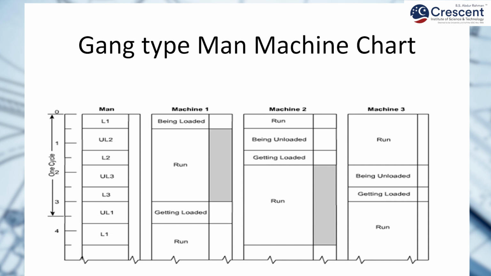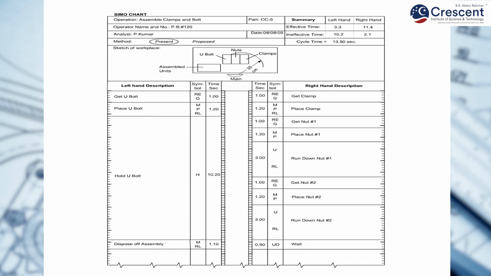So, to increase the utilization of the operator, we can assign one operator to multiple machines. That is known as a gang type chart. Other than that, another type of chart is also there, known as the SIMO chart. Okay. The main aim of the process charts is to recognize productive and unproductive motion, and we will try to simplify and eliminate the unnecessary tasks.